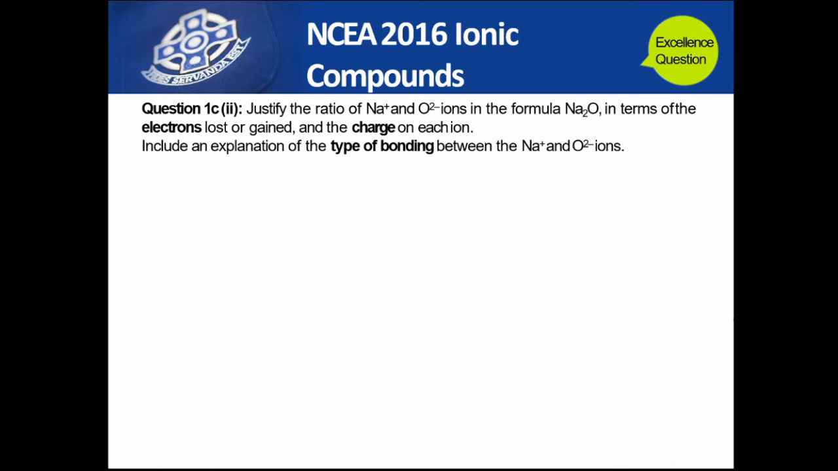There's the model answer, 2016. Justify the ratio of Na+, sodium plus, and O2- ions in the formula Na2O in terms of electrons lost and gained and the charge in each ion. Guys, can you see it's the same thing over and over? Include an explanation of the type of bonding. Ions. When ions bond, what type of bonding is that? It's an ionic bond. That's interesting, they give you the answer in the question.